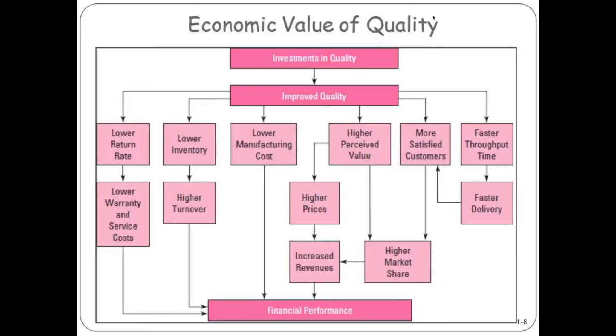And since throughput is part of quality, the faster you have throughput time, first of all, you're delivering more, and second, you're carrying your goods for a shorter period of time by having faster throughput. So that comes back to lower inventory as well. So all of these different areas of quality improve your financial performance.